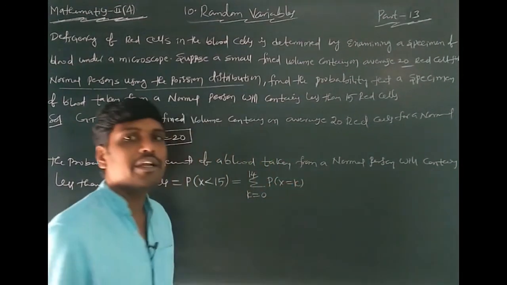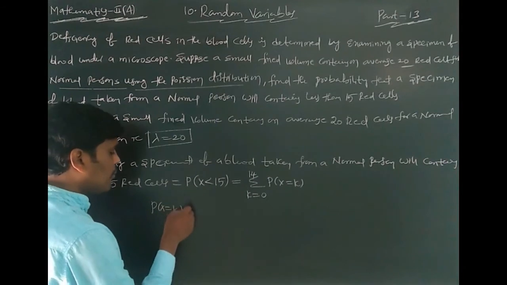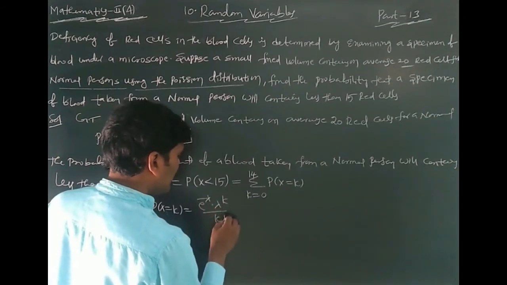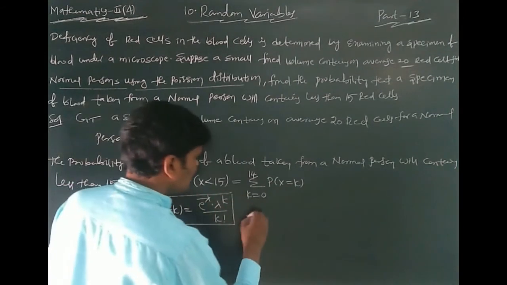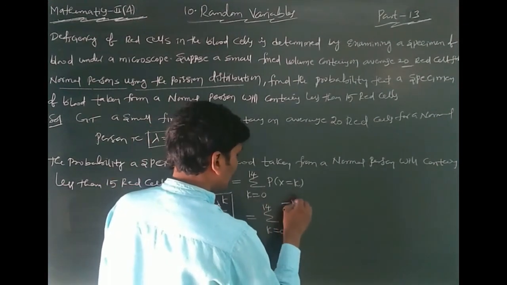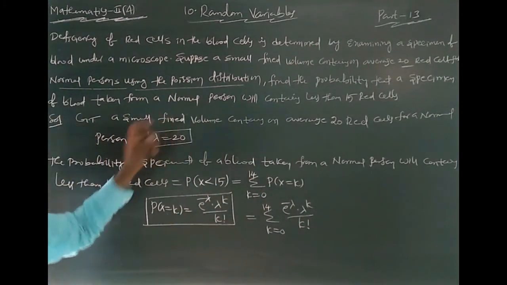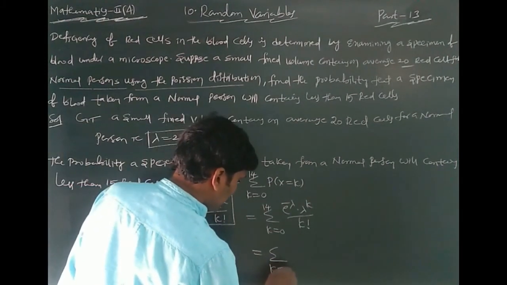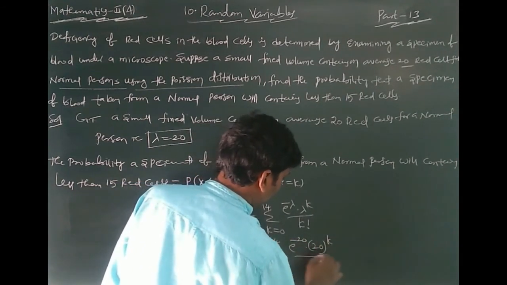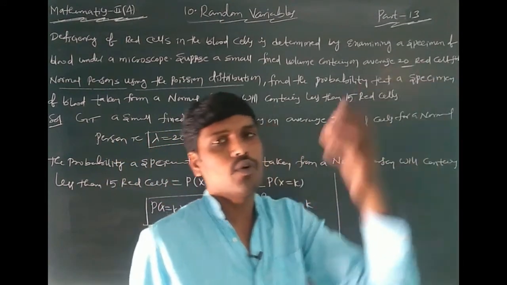What is the probability distribution? Poisson distribution. What is the Poisson distribution formula? P of x equal to k equal to e power minus lambda into lambda power k by k factorial. In this formula you can write summation of k equal to 0 to 14 of e power minus lambda into lambda power k by k factorial. What is the value of lambda? Lambda value is 20. Summation of k equal to 0 to 14 of e power minus 20 into 20 power k by k factorial. This summation is nothing but the sum of all values 0, 1, 2, 3 up to 14.